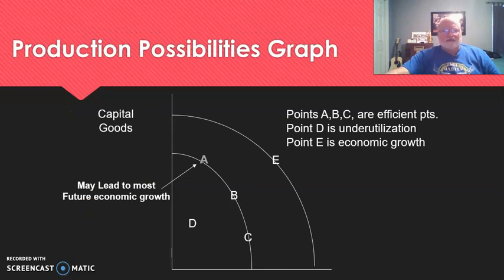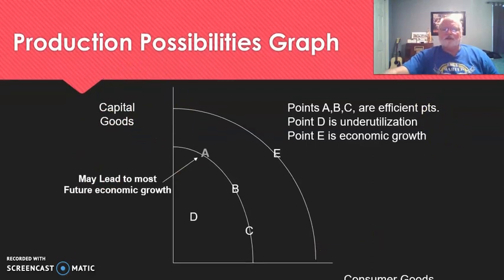So here is the PPF. As you see here, the graph is bowed out. You see it's bowed out here like this. That means there's an increasing opportunity cost. If it was a straight line, that would show constant opportunity cost. And so what you see here is capital goods up here and consumer goods down here.